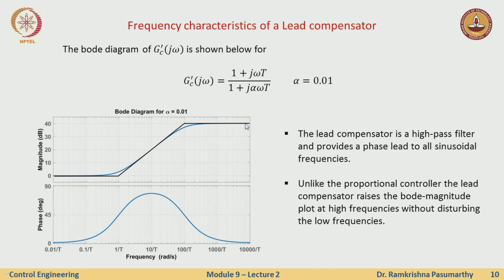Okay. So, unlike the proportional controller, the lead compensator raises the Bode magnitude plot at only high frequencies, not at the low frequencies, right. So, nothing is happening at the low frequencies. So, I am ensuring something in the mid frequency range without actually disturbing my low frequency range.